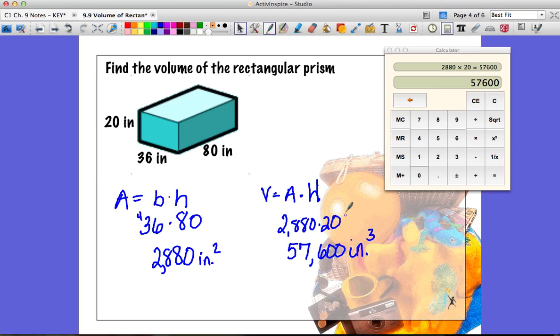cubic inches. Now again, the reason that we have cubic inches is because if you look at this as a whole, we're taking inches times inches to get the inches squared, and now we're taking inches squared times inches. So we take that 2, we're adding another inches to it, so now it's inches cubed.